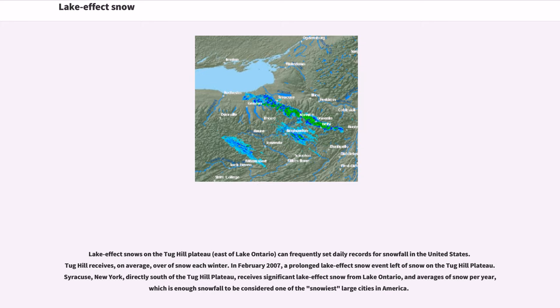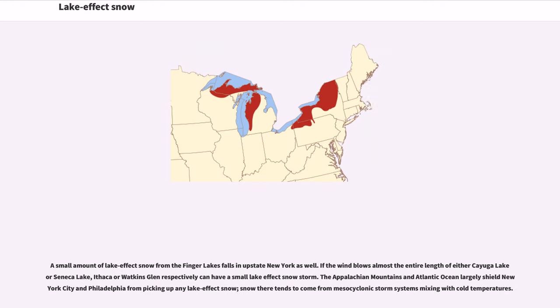Syracuse, New York, directly south of the Tug Hill Plateau, receives significant lake effect snow from Lake Ontario, and averages of snow per year, which is enough snowfall to be considered one of the snowiest large cities in America. A small amount of lake effect snow from the Finger Lakes falls in upstate New York as well. If the wind blows almost the entire length of either Cayuga Lake or Seneca Lake, Ithaca or Watkins Glen respectively can have a small lake effect snowstorm.